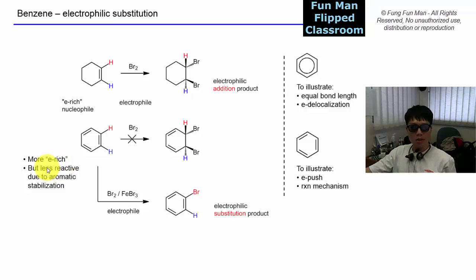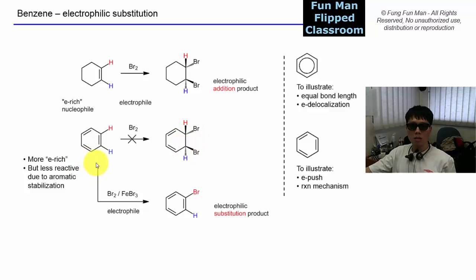But the thing is, it is less reactive due to the aromatic stabilization. We have the delocalization of electrons around the ring, round and round. So this does not act as a nucleophile. Unlike an ordinary alkene that would give out its pi electrons to an electrophile like Br2, and you have an addition product. Here we do not see something like this going on.